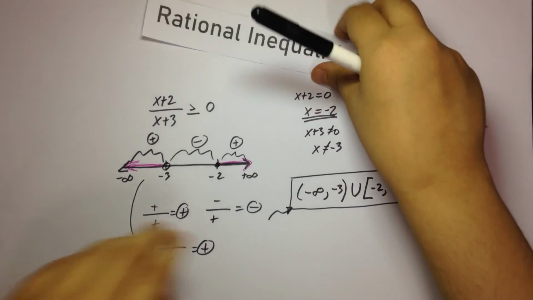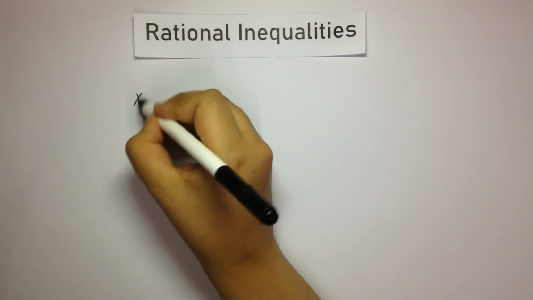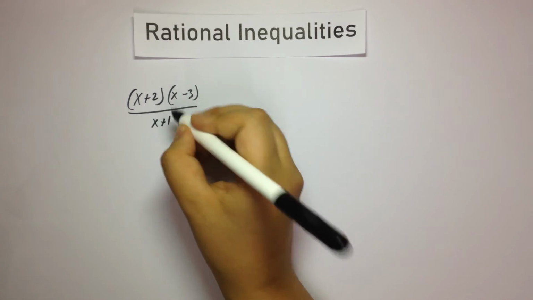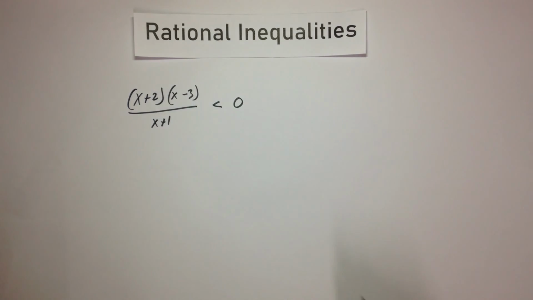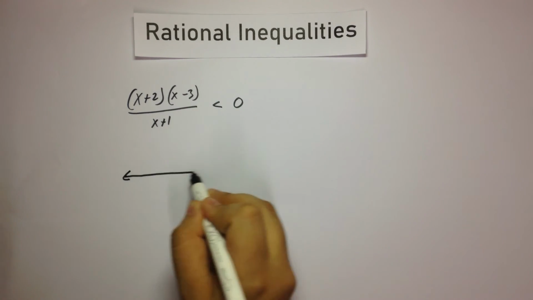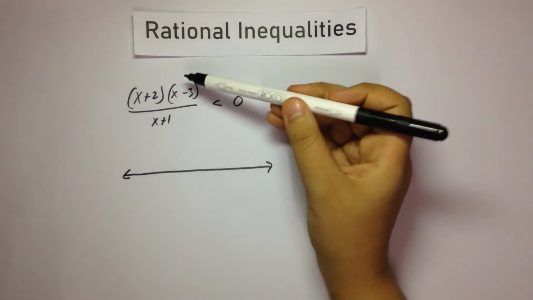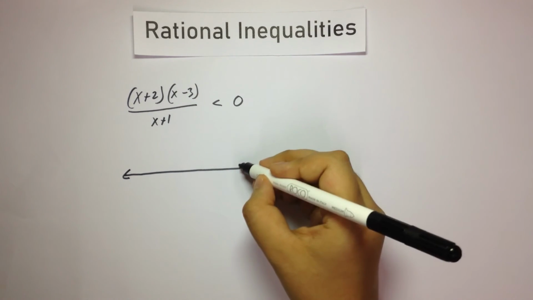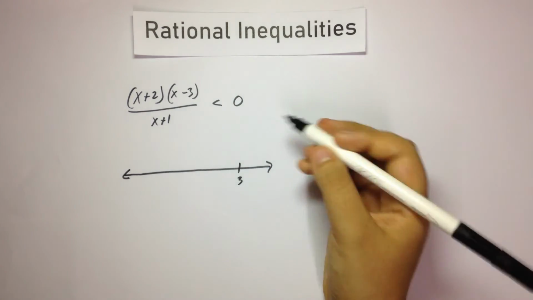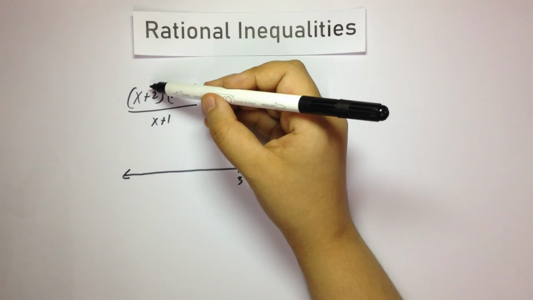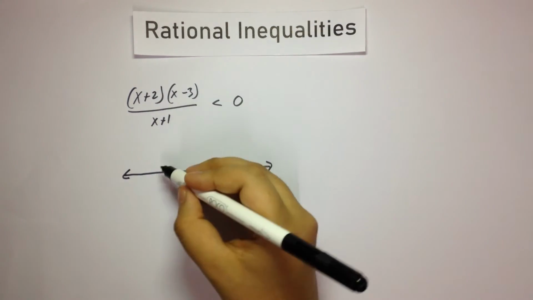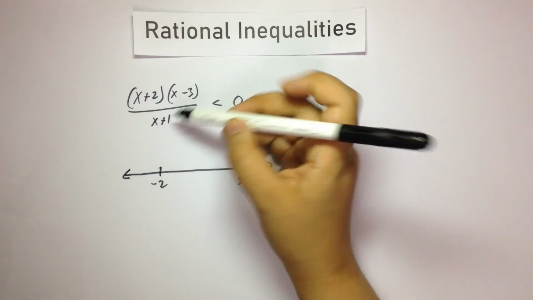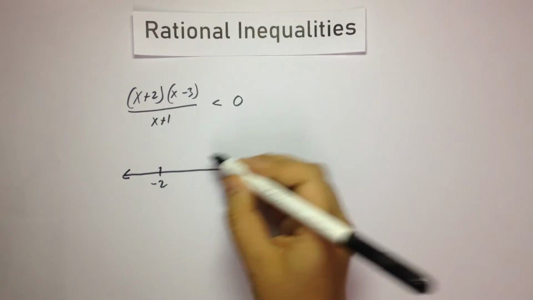So let's have another example. So let's have x plus 2, x minus 3, over x plus 1, less than 0. Let's start with the number line. So if we equate this to 0, it would be x equals 3. And if we equate this to 0, it would be -2. And if we equate this to 0, it would be -1.